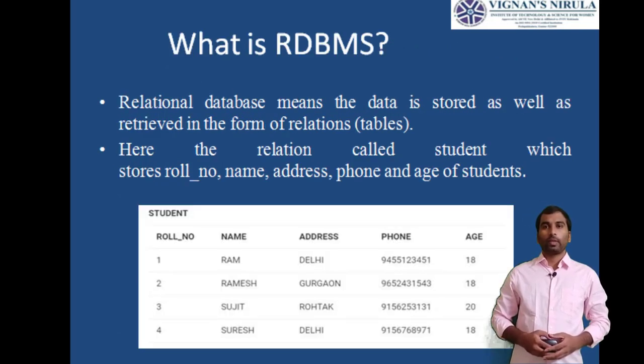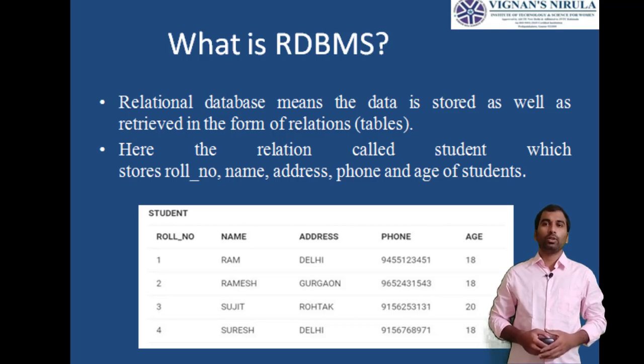The next one is, what is RDBMS? Relational Database Management System. Relational database means the data is stored as well as retrieved in the form of relations or tables. You can see the example here. I have a table called student which contains different types of attributes: the student roll number, name, address, phone number and age. All these are called the attributes of a student.